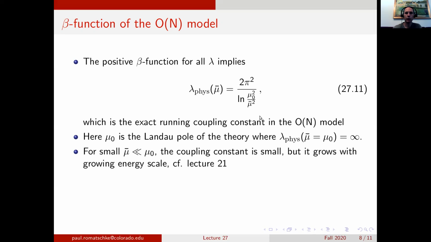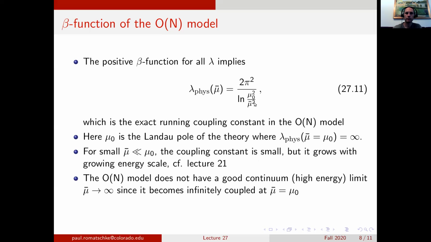Just inspecting again this form here, we find that for small values of the renormalization scale mu bar, the argument of the logarithm is big, and since the logarithm is in the denominator, the expression is small. So our small coupling corresponds to small energy scales, but it grows as the scale mu bar grows, just like the discussion we had in lecture 21.